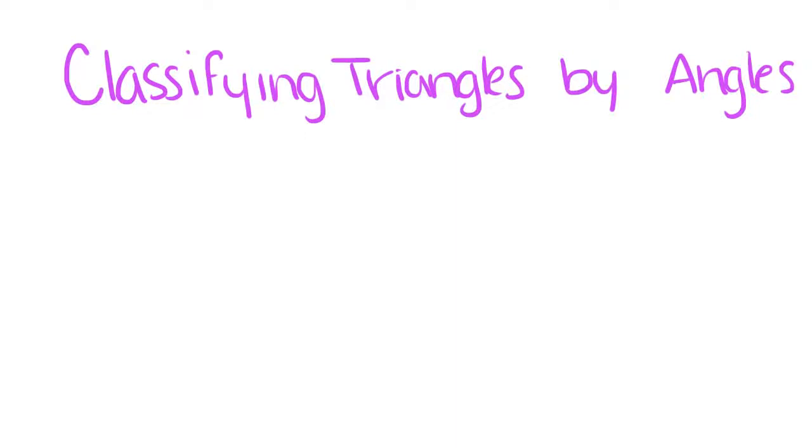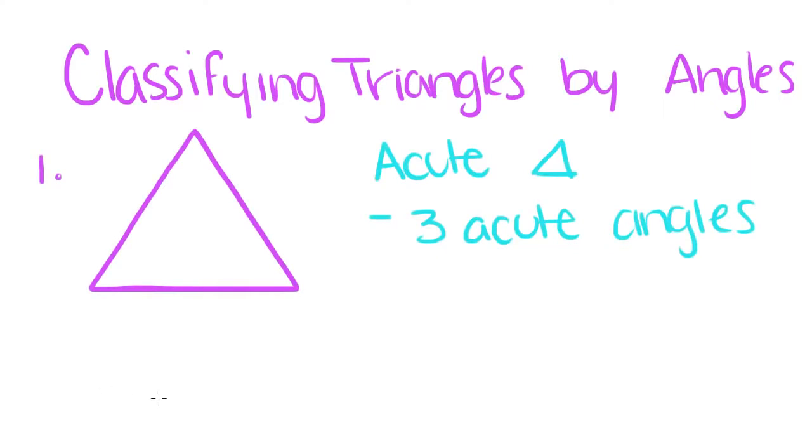Okay, today we're going to be talking about classifying triangles by angles. And there's four types of triangles. First, there's the acute triangle, and like the name suggests, it's a triangle with three acute angles. And remember, an acute angle is just an angle that is greater than 0 degrees and less than 90 degrees.